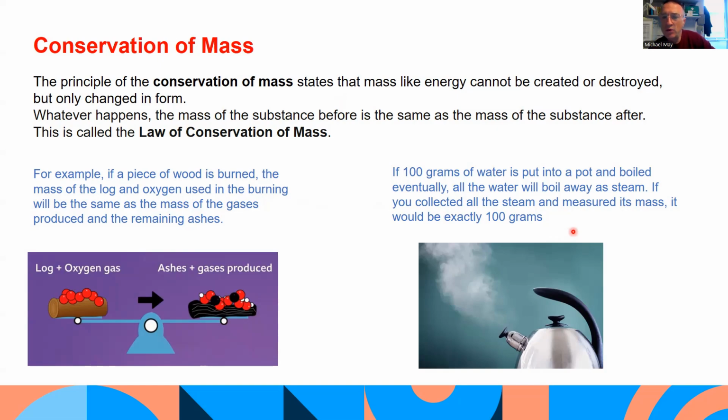Another example would be 100 grams of water put into a pot and boiled. Eventually, all the water will boil away as steam. If you collect all the steam and measure it, its mass would be exactly 100 grams.